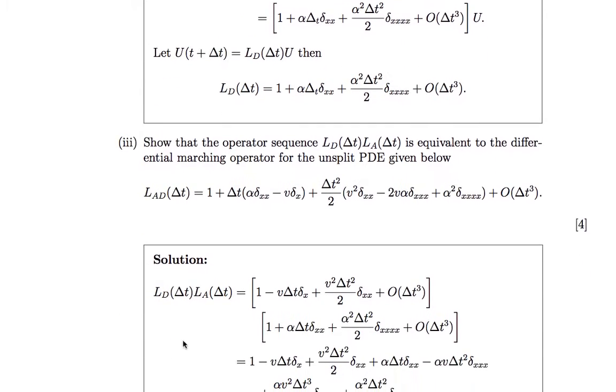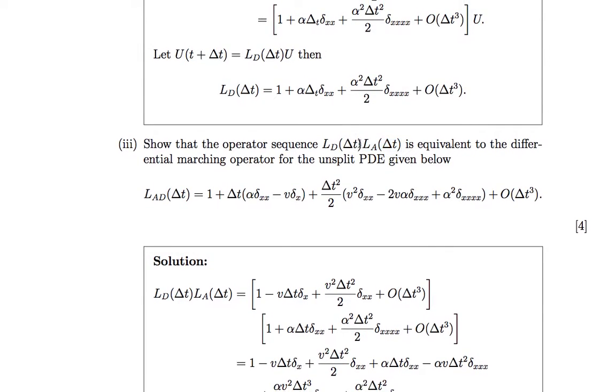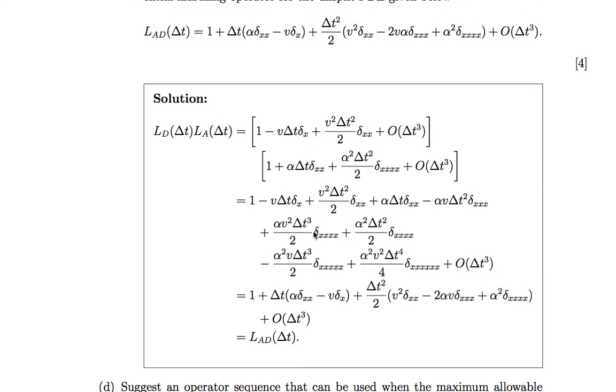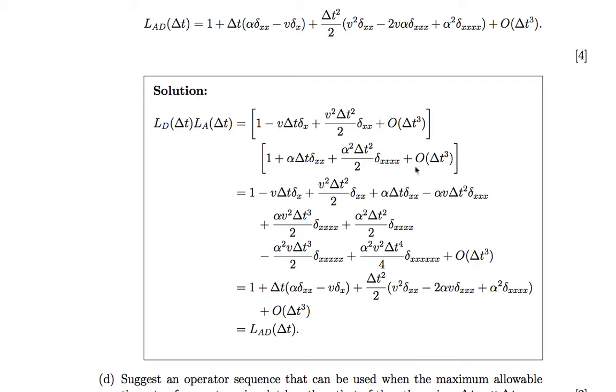Okay, part 3. Show that the operator sequence L_D delta t and then L_A delta t is equivalent to the unsplit marching operator. I've given you the unsplit one here. What this means is essentially we apply the advection operator first, and then we apply the diffusion operator. To do that, because we're using operator notation, we simply multiply them together. We have a fair bit of algebra to do here. We multiply these two, L_A and L_D, together.